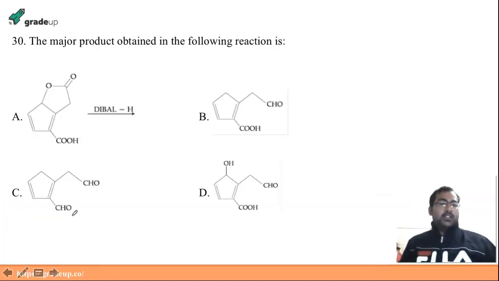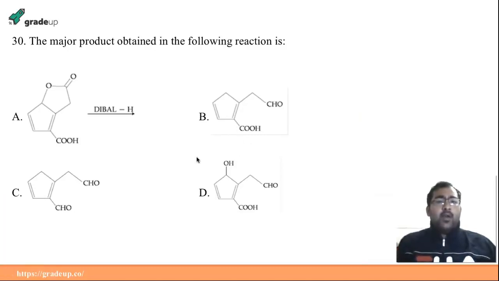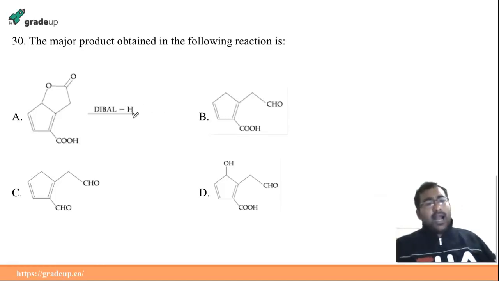Now the 30th question. The major product obtained in the following reaction is, what is the following reaction? So you are just going to react the compound. Alright, so I guess the compound is mentioned here.